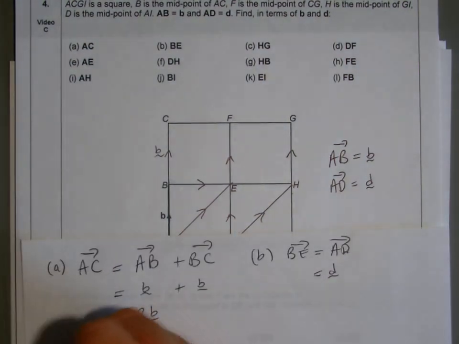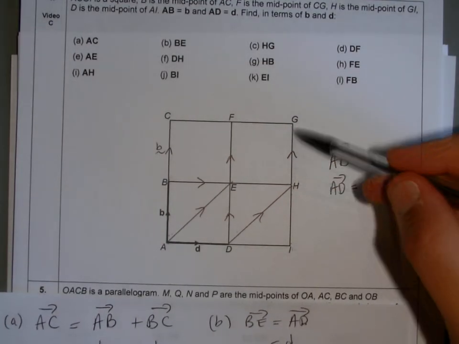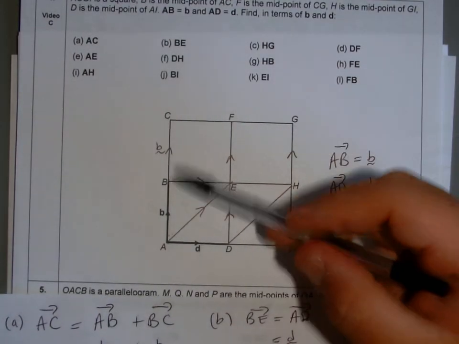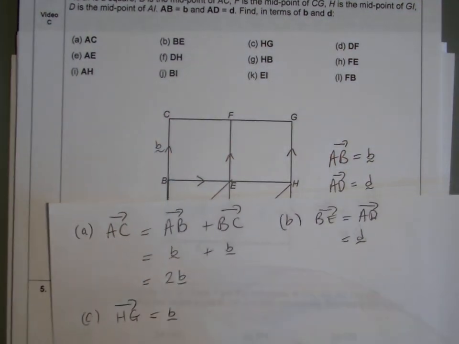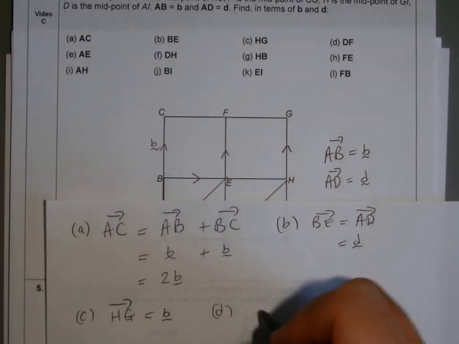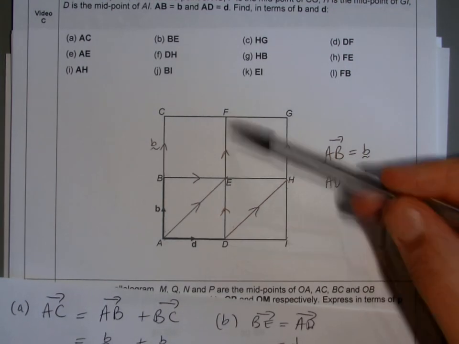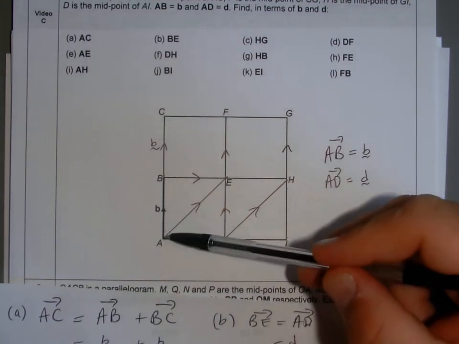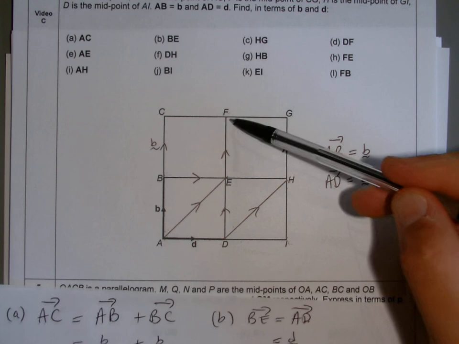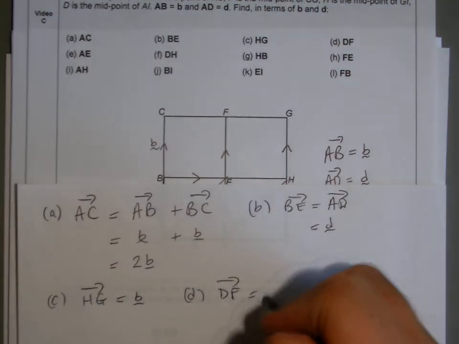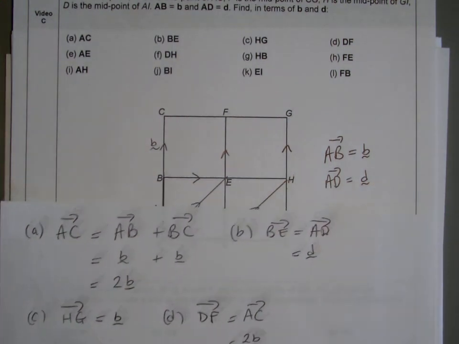C then, HG. Well, let's have a look at what HG is. HG is that there, and again HG is the same as BC, little b, it's the same as AB, so we can just say straight away little b. What have we got next? DF. Well, DF takes me from here to here, and again it's very much like AC, isn't it? It's parallel to AC and the same length as AC, so we can say DF is equal to AC, which is equal to 2b as we worked out in part A there.